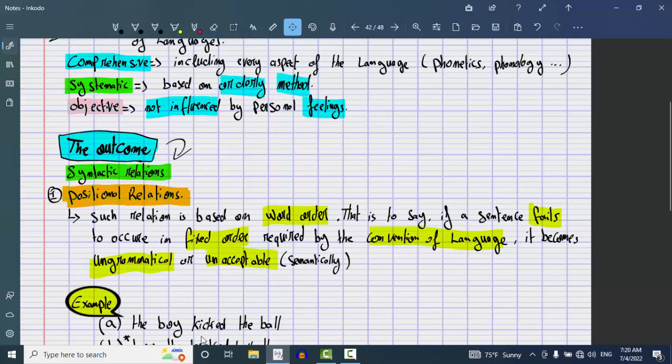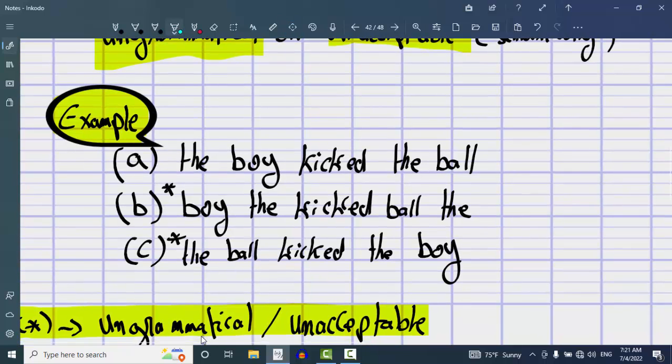And here we have an example. It says, the boy kicked the ball. So this example is correct, and it is acceptable. Why? First of all, this is a sentence in English, and we know that sentences in English start with subject, verb, and object. So subject, verb, object is a conventional order in English. The second example, boy, the, kicked, ball, the. So as you see, this sentence is ungrammatical.